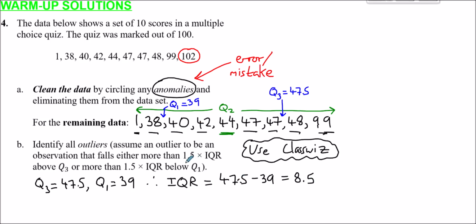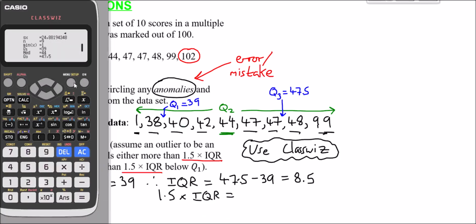Now, the value mentioned here a lot is 1.5 multiplied by the interquartile range. So we can now work out, I'd suggest, 1.5 multiplied by the interquartile range. So 8.5 multiplied by 1.5, go back to the Classwiz, press menu, so AC, then menu 1 for normal mode, 1.5 multiplied by 8.5 gives us 12.75.